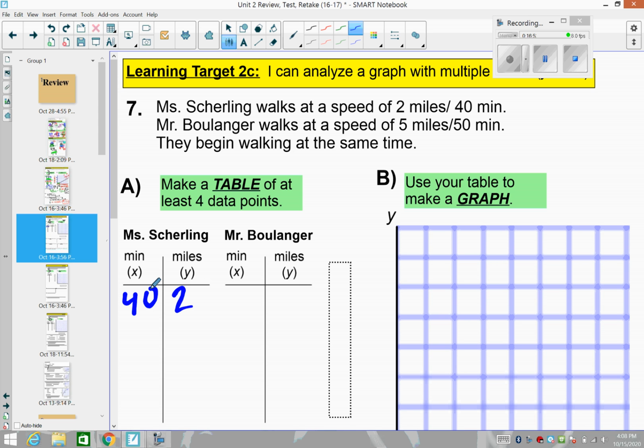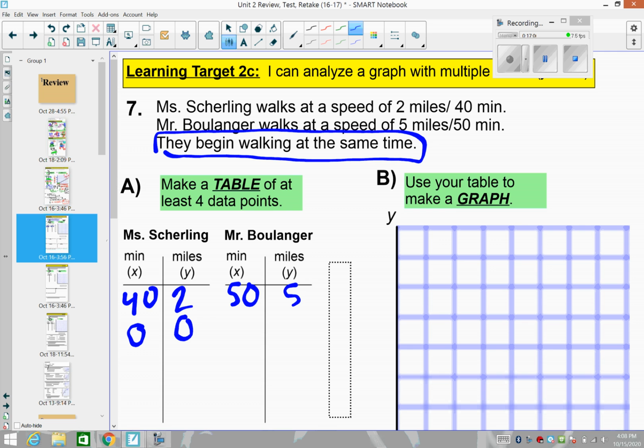Mr. Boulanger walks at a speed of 5 miles in 50 minutes. Boom. They begin walking at the same time, which proves that it's proportionate. So we can just use 0, 0. Now, typically I like 3 data points. So I think I'm going to throw another one in here just to get me some more data points.